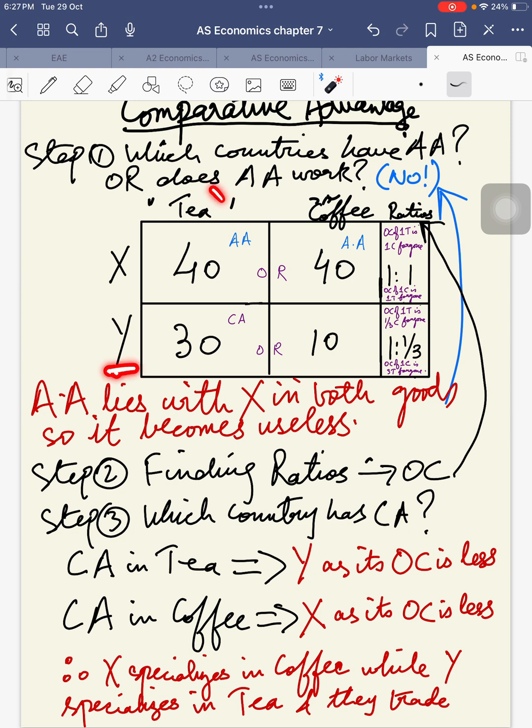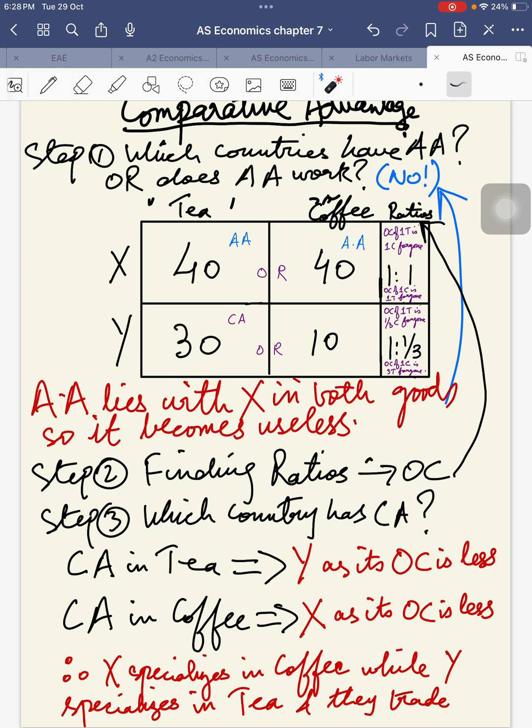Y has a comparative advantage in the production of tea because its opportunity cost is less, that means automatically X will have a comparative advantage in the production of coffee because its opportunity cost will be less. You don't need to calculate this. Right? It is always the case that if one country's opportunity cost is less in one good compared to another, the other country's opportunity cost will be less in the other good.